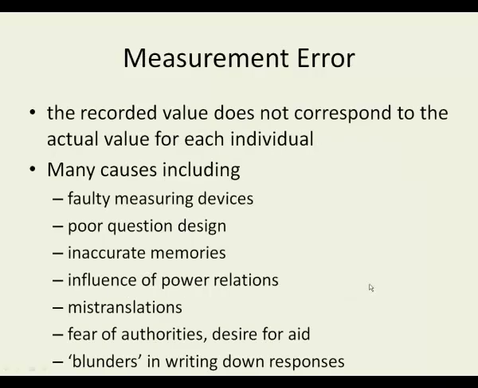Measurement error, to set that first, can be caused by this kind of thing. The tape measure is wrong, the weighing machine is wrong, question design is poor, as we'll see later on, memories of people, they can't quite remember things, influence of power relationships. If you're seen as quite a prestigious person, or they're afraid of answering something in front of you, or perhaps a woman in front of her husband, there's some problem like that which distorts the answer. Mistranslations, obviously, fear of authorities, desire for aid. They may exaggerate problems that you have, because they think that your response after the survey is going to bring aid in. Or just, to put it in slang, blunders. You just write down the wrong number or make a spelling mistake. So those are measurement error sources.